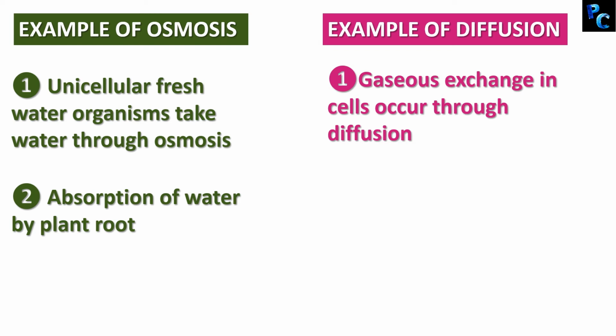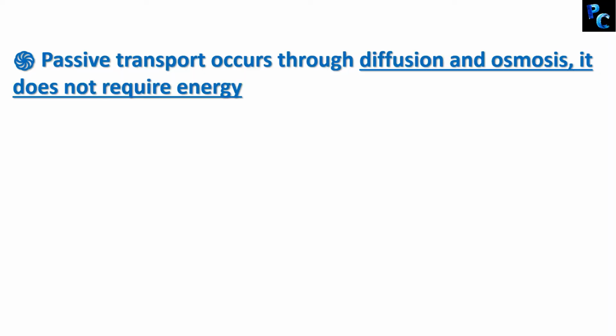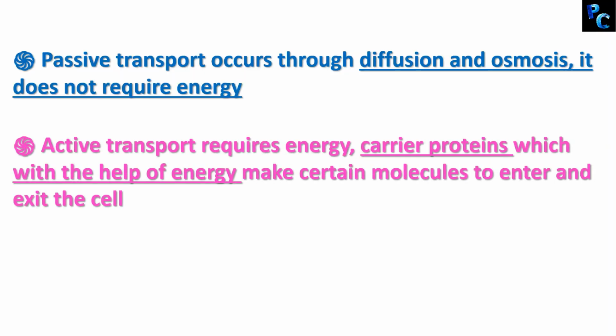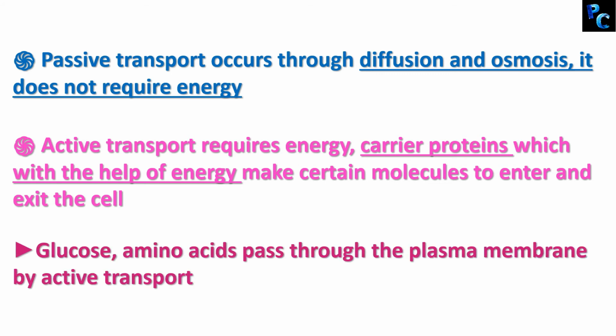So now you know that passive transport occurs through diffusion and osmosis, and it does not require any energy. And I have told you earlier that active transport requires energy, carrier protein, which with the help of energy make certain molecules to enter and exit the cell. Glucose amino acid pass through the plasma membrane by the process of active transport.